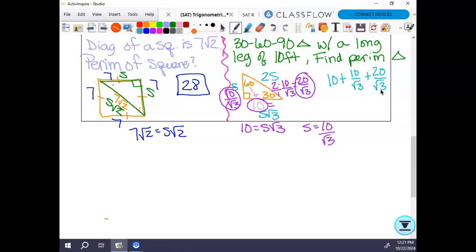But these two do have a common denominator. Don't think that it's any more difficult because there's a square root there. It's like 10 thirds plus 20 thirds, right? Just think of it that way. So when I combine those, I get 10 plus 30 divided by the square root of 3, which I would be shocked if an answer choice looked exactly like this, but I guess it's possible.